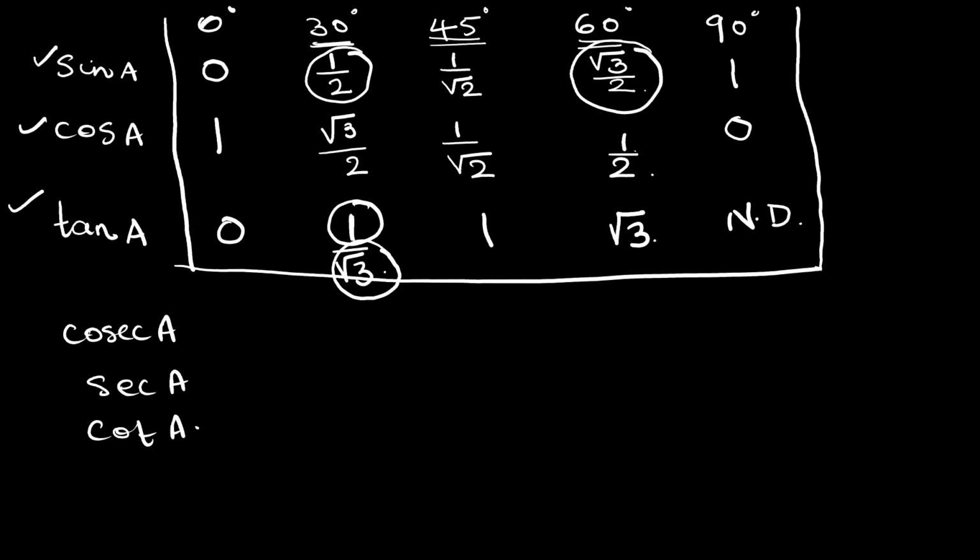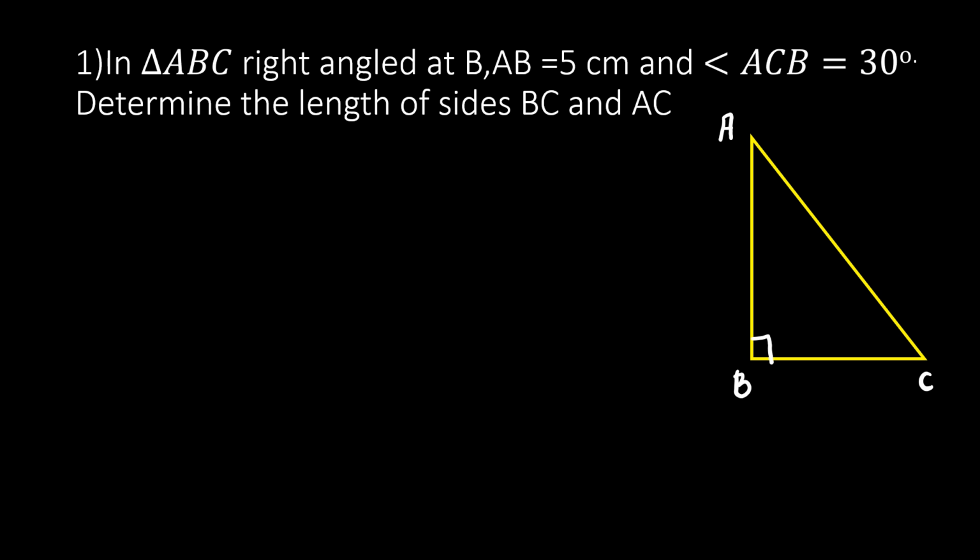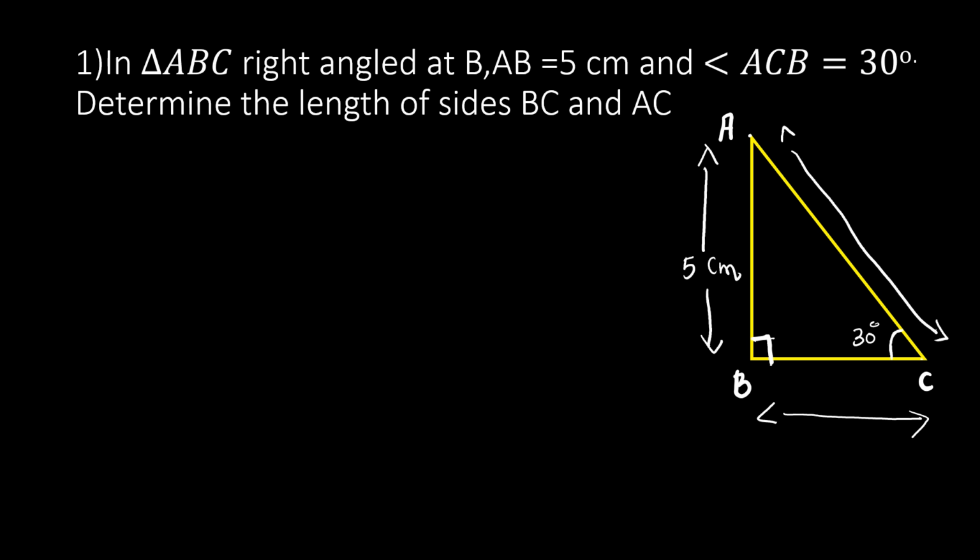Okay, now we'll do some problems related to these trigonometric ratios. In triangle ABC, right angled at B, AB equal to 5 cm, angle ACB equal to 30 degree, determine the length of sides BC and AC. This is a right triangle ABC, right angled at B, and given that AB equal to 5 cm. This is the side AB which is 5 cm and angle ACB is 30 degree. We have to find the length of this side BC and also this side AC.